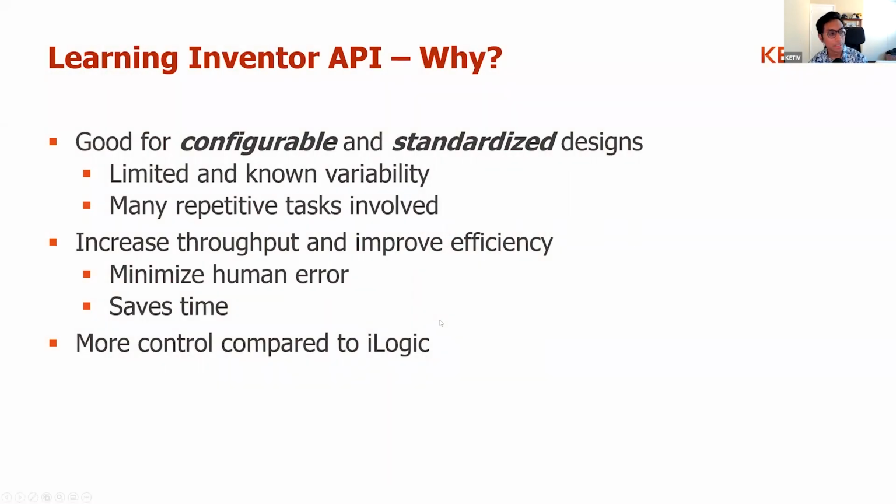All right. So, learning Inventor API, why would I do that? Anyone that's familiar with programming knows it's very good for automating repetitive tasks, and all the benefits associated with that. More specifically, when do you want to use Inventor API versus Content Center versus iParts versus iLogic? Inventor API, and automation in general, is really good for highly configurable and highly standardized designs. What does that mean exactly? That means you have a limited and known amount of variability going in.